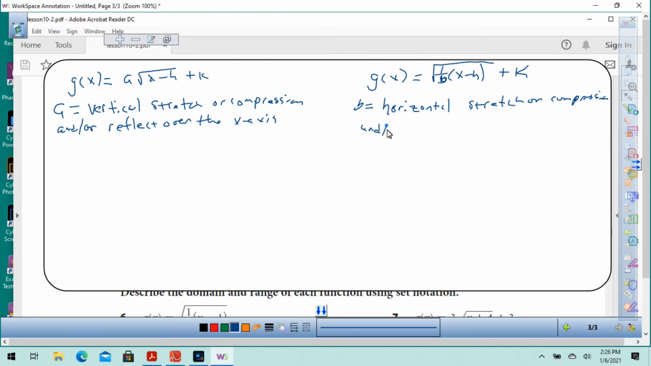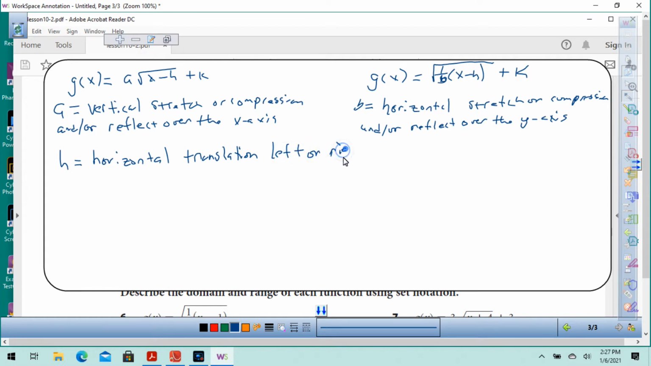And/or reflect over the y-axis. Okay, h will be a horizontal translation left or right. And then k will be a vertical translation up or down.